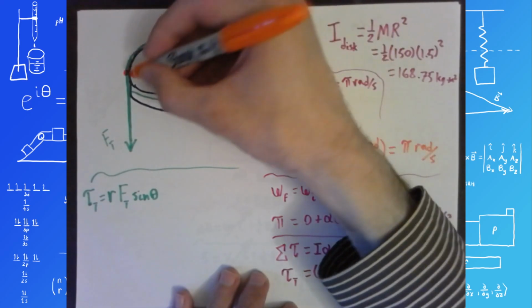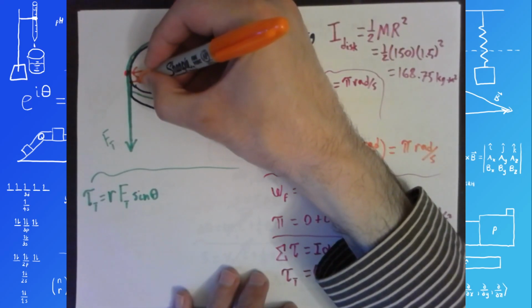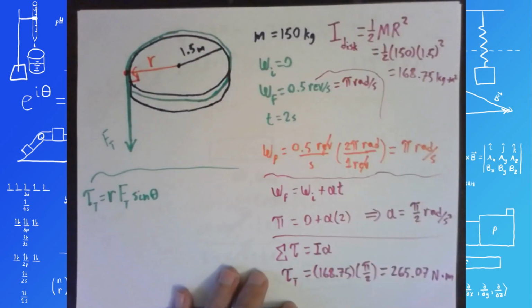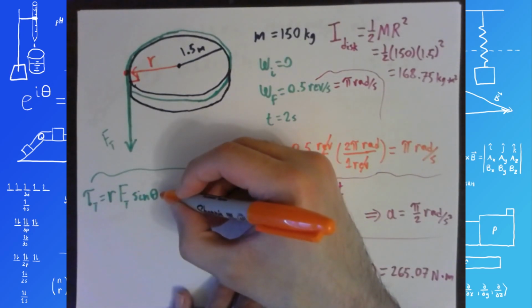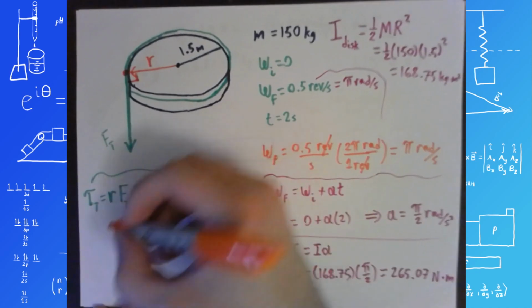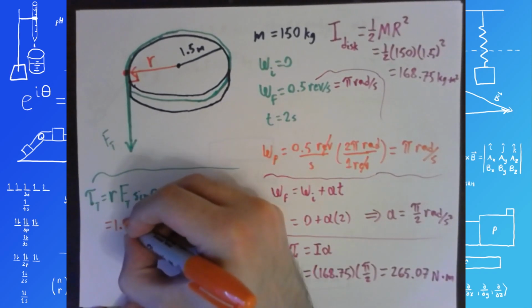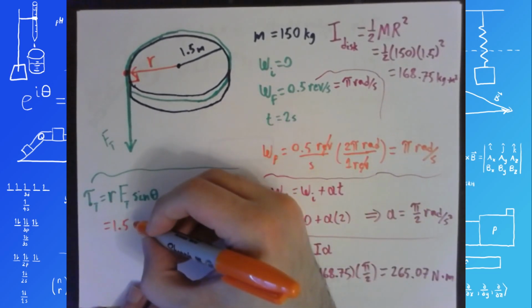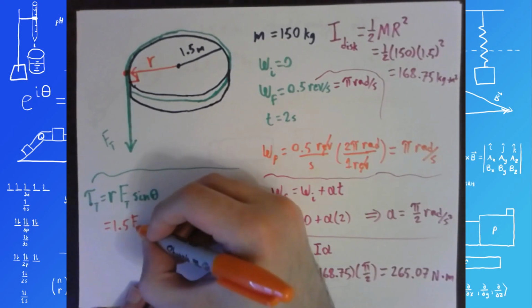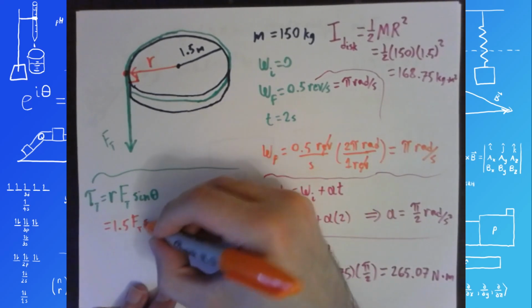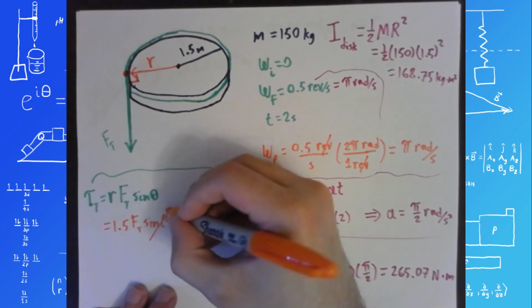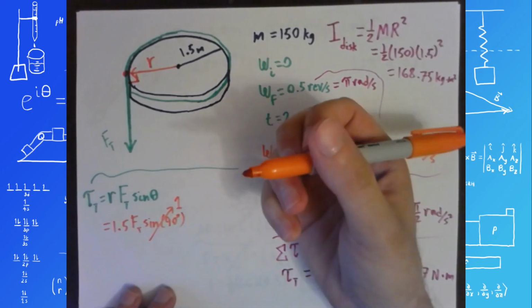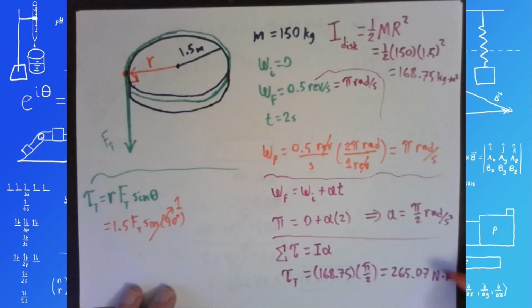And if I drew it well enough, it would be a lot clearer that this is supposed to be a 90-degree angle. So we've got 1.5 times the force of tension, which is currently unknown, times sine of 90 degrees, which of course we know is equal to 1, so it doesn't really do anything here. And that's equal to this.